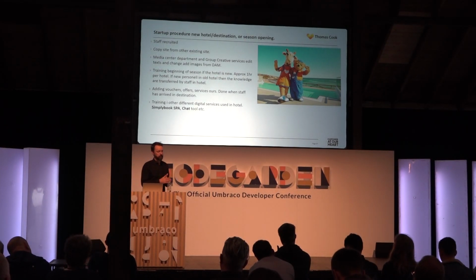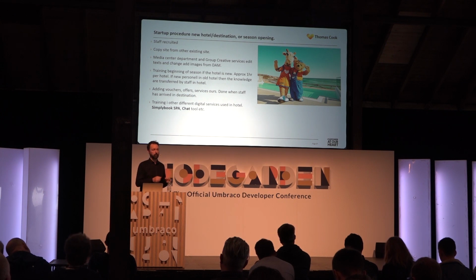So basically, when we want to set up a new website for a destination or a hotel, we take an existing website and copy it with the existing content, so that we have two websites that look the same. Then we hand this website over to our content team in Stockholm, and they change the images so they align with the correct hotel and destination, and they also start to edit the information. Then we hand it over to the destination manager or to the hotel.